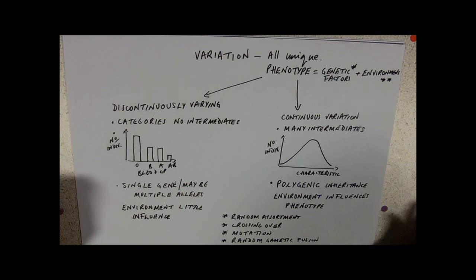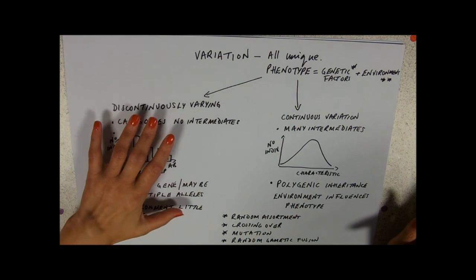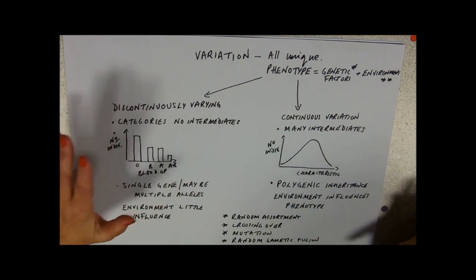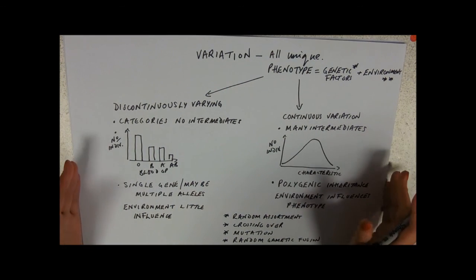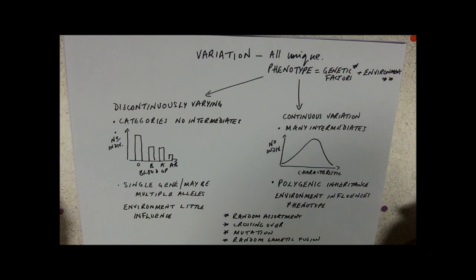So, key things to learn: discontinuous, and to recognise it from a graph; continuous, to recognise it from a graph, particularly to recognise that normal distribution.